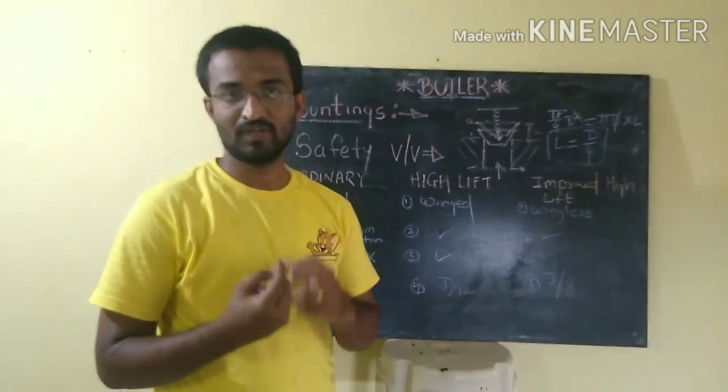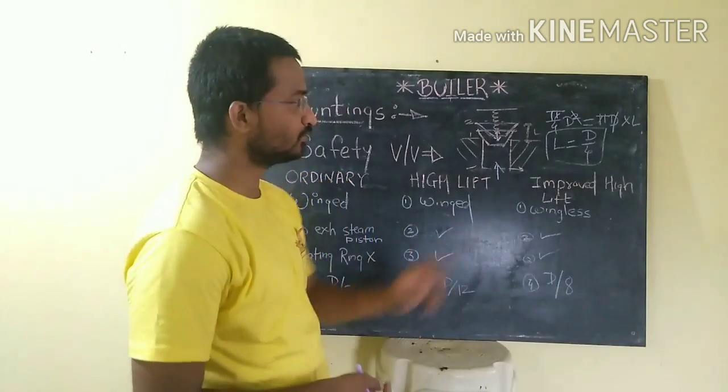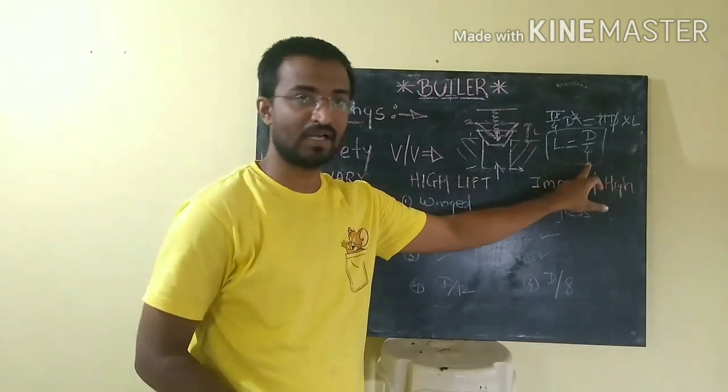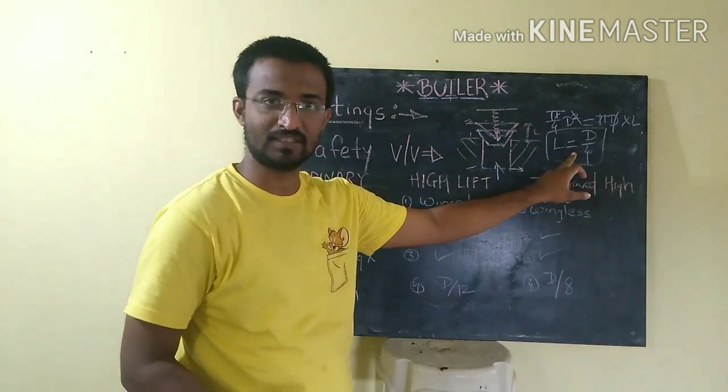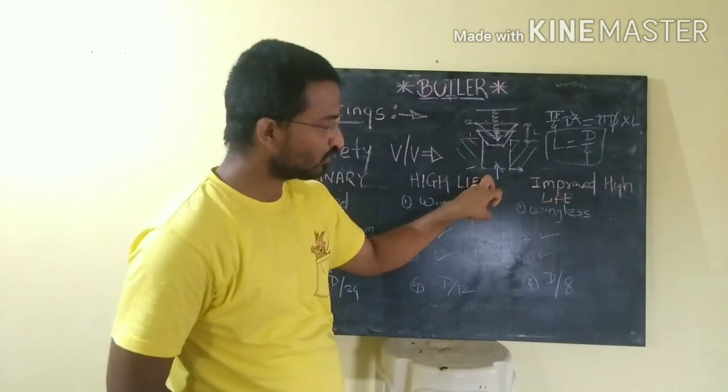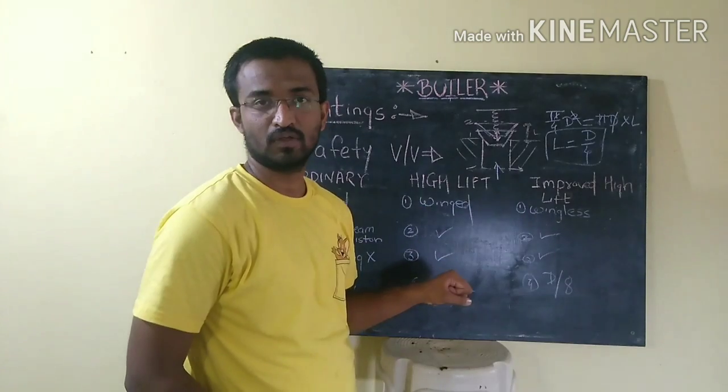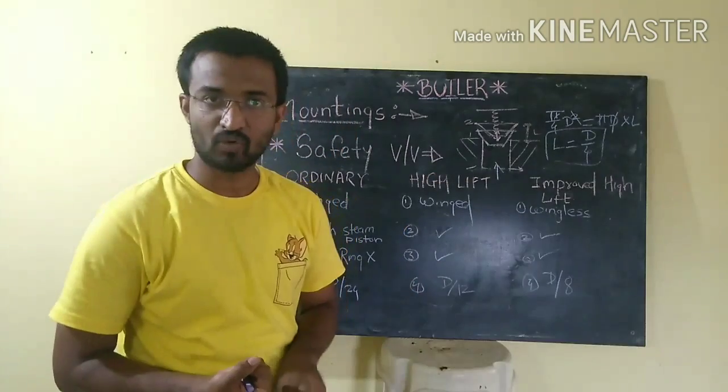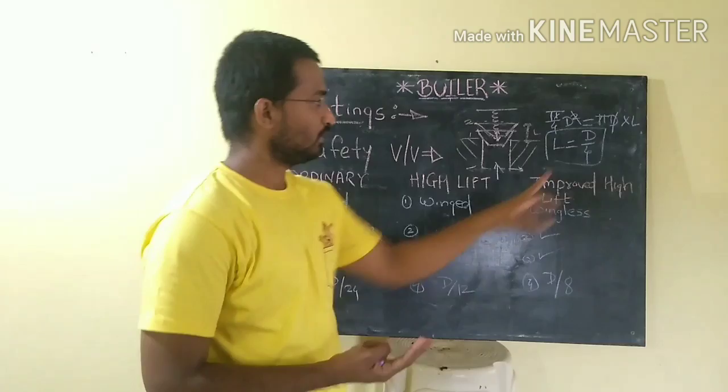So you understand what the accumulation of pressure is. As we are not getting the lift of d by 4, we are getting a lift less than this, so there is some accumulation of pressure in the boiler. So you understand the accumulation. What is accumulation of pressure? This is lift.